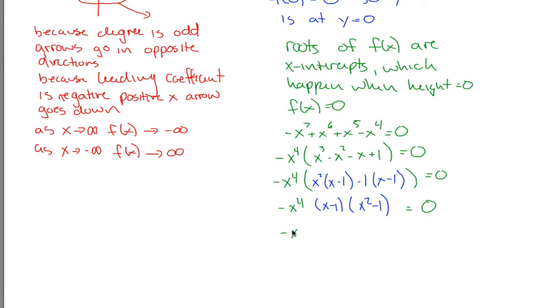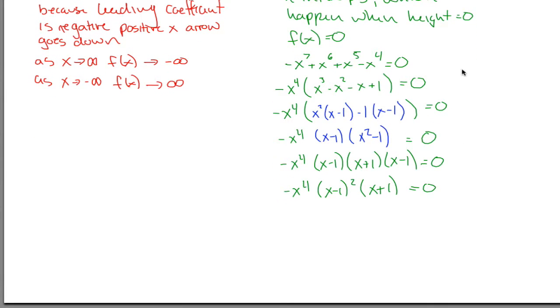And then we can go one step further. This one's done. But this is a difference of squares. So it factors into x plus 1, x minus 1. And if we rewrite these, we got negative x to the fourth, x minus 1 squared, x plus 1 equals 0. So what we get are roots at 0 from this guy, 1 from this guy, and negative 1. So roots happen at x equals 0, 1, and negative 1.